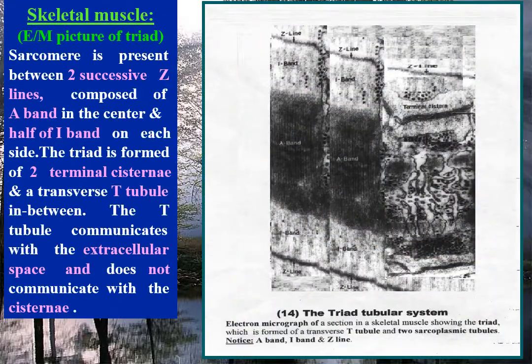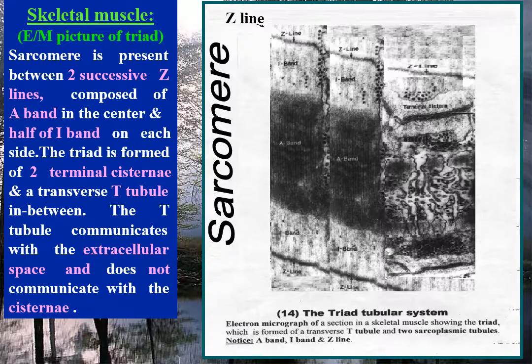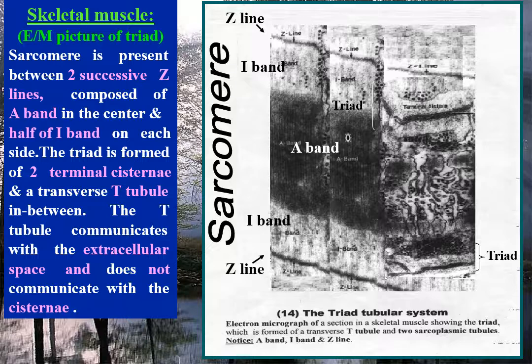Electron micrograph of skeletal muscle, showing sarcomere present between 2 successive Z lines, composed of A band in the center and half of I band on each side. The triad is seen at the junction of A and I bands and is formed of 2 terminal cisternae and a transverse T-tubule in between. The T-tubule is known to communicate with the extracellular space and not with the cisterna.